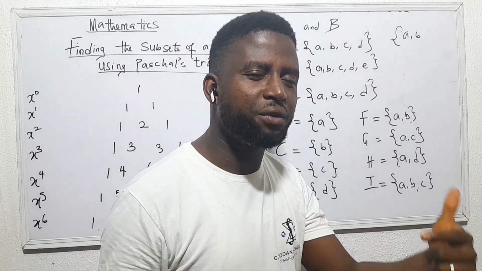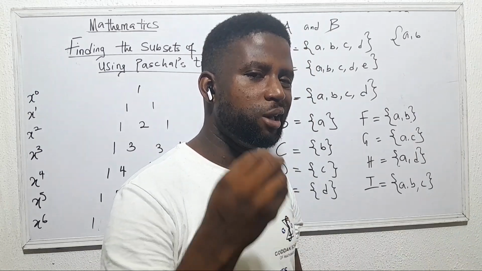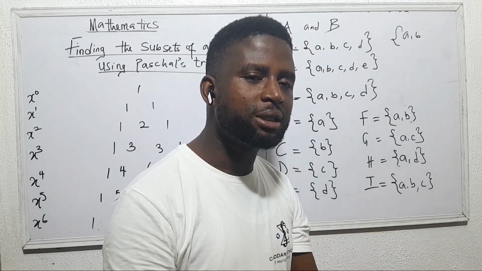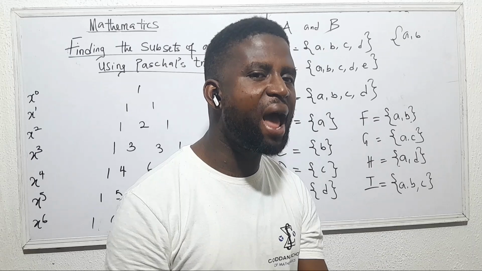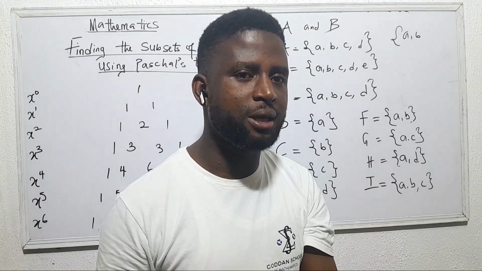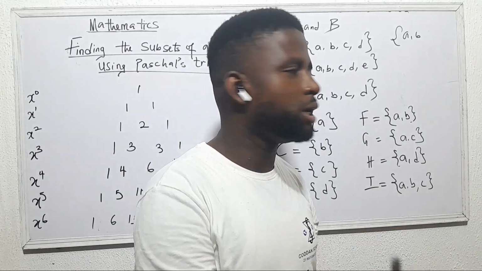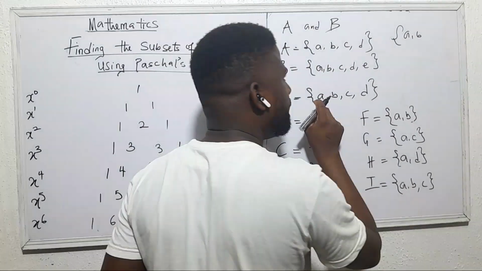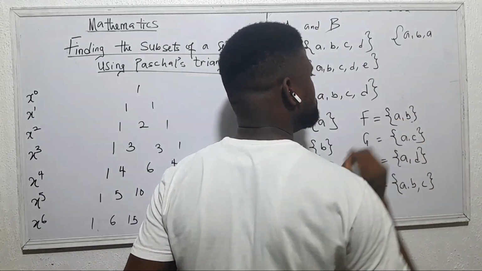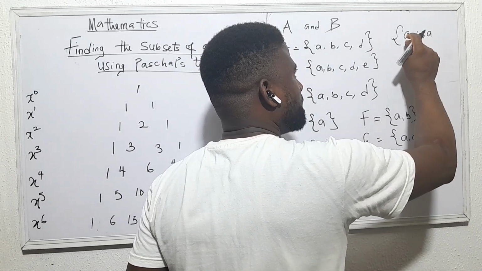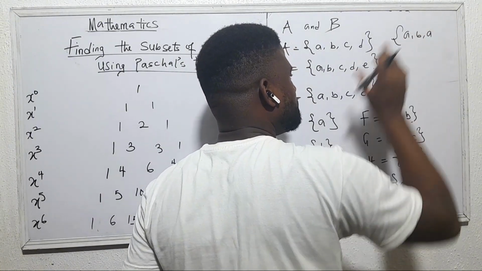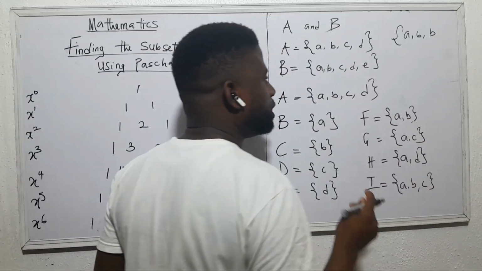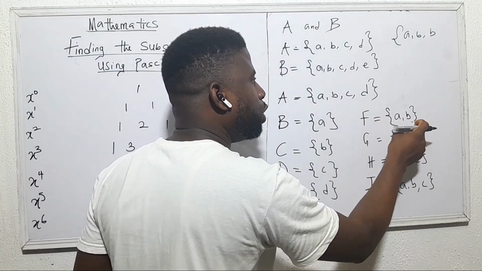Remember from the definition of the set I gave to you, I said a set is a collection, not just a collection of any object. It is a collection of well-defined objects. It has to be well defined. So if I map ab to a, I will have aba, and then element a will be occurring twice. The same thing if I map ab to b, I will have abb, which will mean that element b will occur twice.